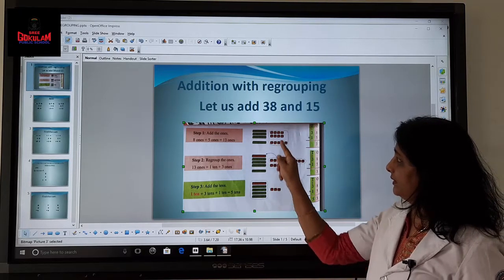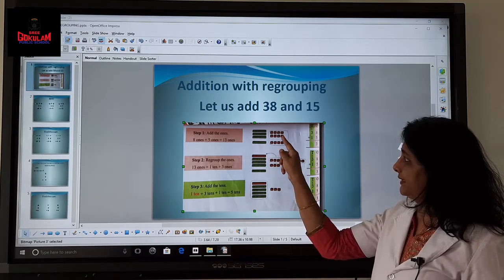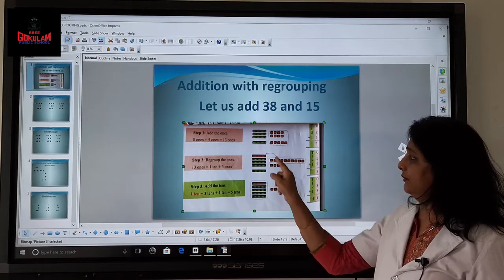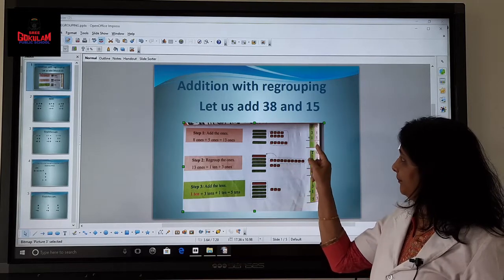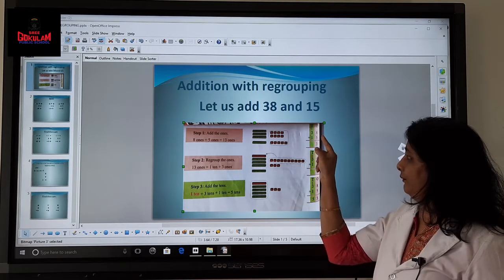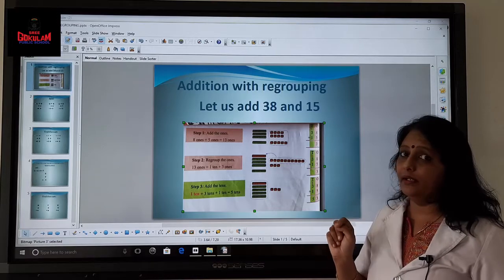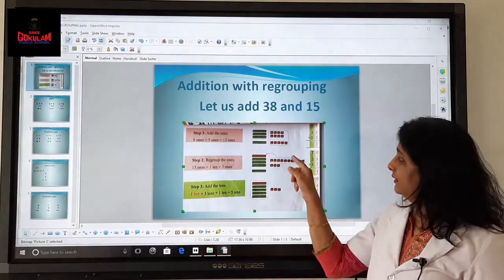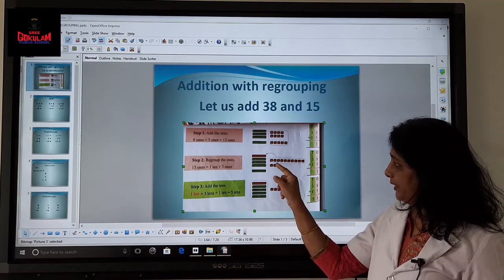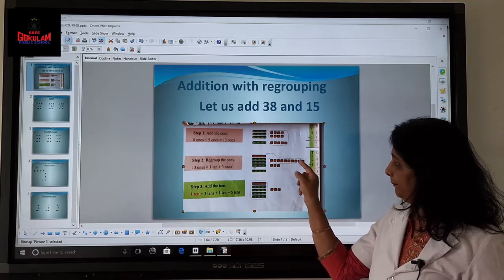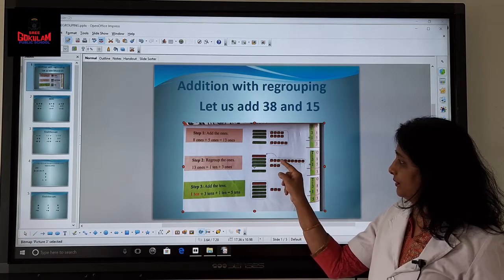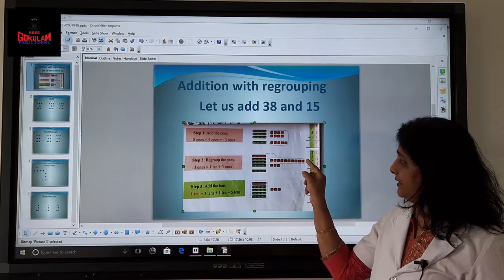So, how many ones? 1, 2, 3, 4, 5, 6, 7, 8, 9, 10, 11, 12, 13. 13 ones. Okay? In the ones place, 8 plus 5. When we add 8 and 5, we will get 13. So, from these 13 ones, we are grouping 10 of them and taking it to the tens place. See this: 1, 2, 3, 4, 5, 6, 7, 8, 9, 10.